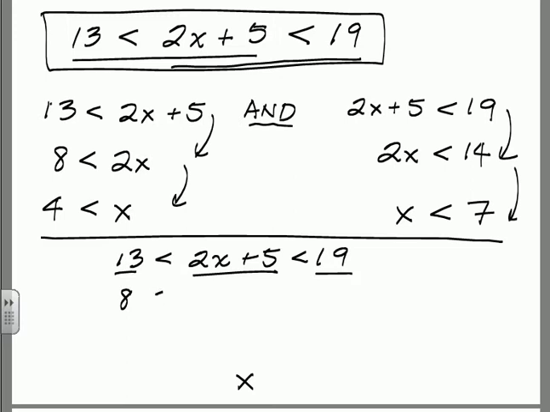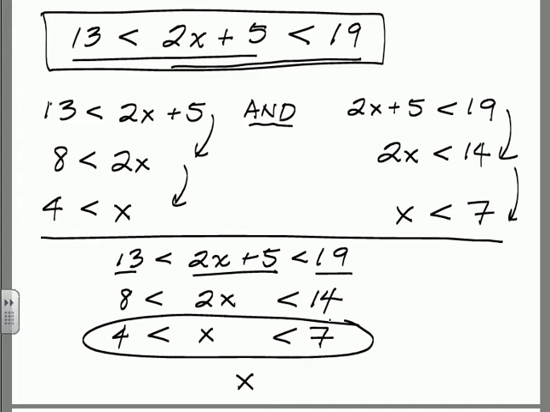13 minus 5, 2x plus 5 minus 5, and 19 minus 5. And then our attention is still on getting that x all by itself. What's in the way? That 2, it's multiplying, so we know to divide. Divide everybody by 2. 4 less than x less than 7. And that is our final answer.